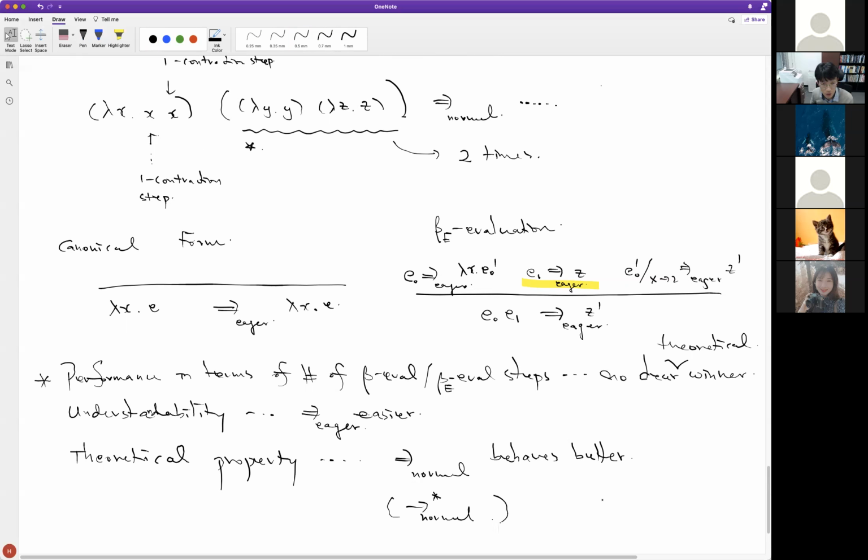But in practice, eager is in a sense preferred because it's much easier to understand and analyze. Okay, so that's it for today. Next Monday, this Wednesday, I'm going to talk about the semantics, and that will close our discussion on the Lambda Calculus.